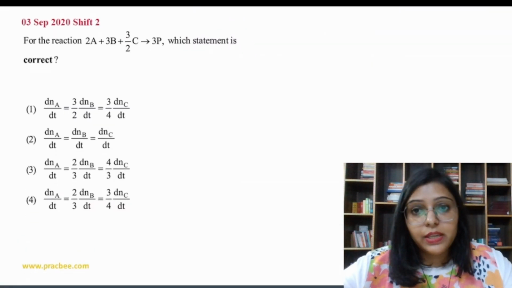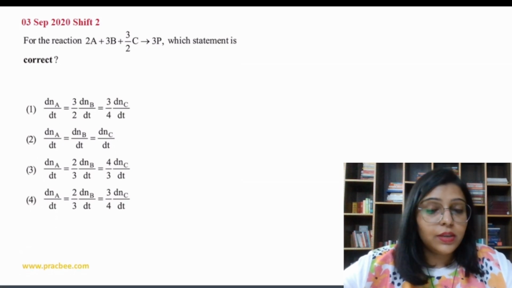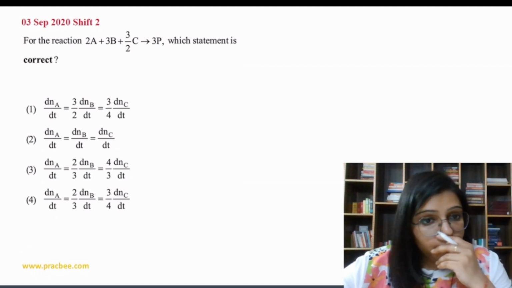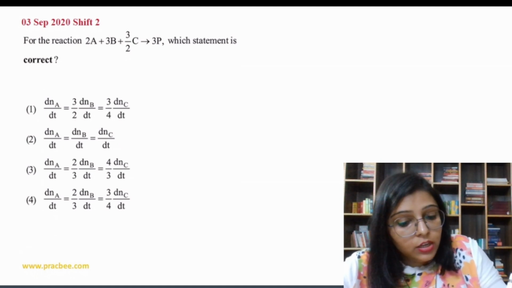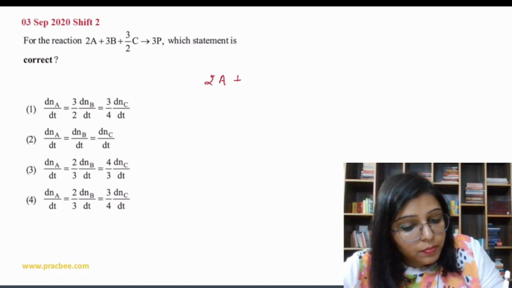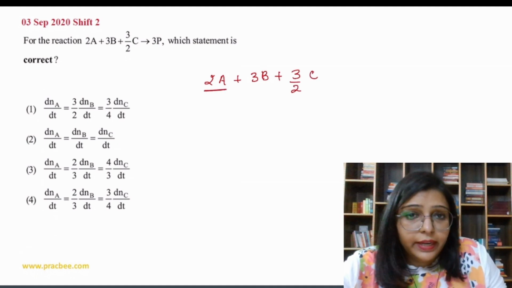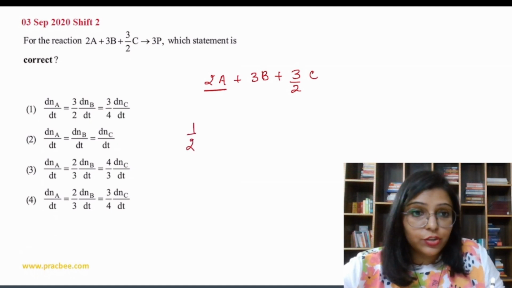So question number 1 says, for the reaction 2A plus 3B plus 3 by 2 C gives 3P, which statement is correct? If you see the options carefully, it means we need to write down the rate now. So see, 2A plus 3B plus 3 by 2 C. So how to write rate? Right, so that is going to be 1 by 2. Either we can write change in concentration of A, or we can say number of moles of A.